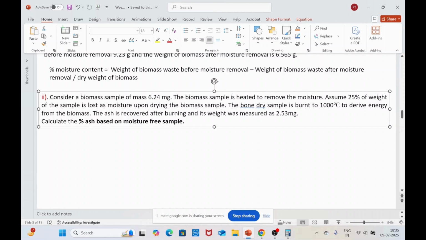First I will just give the direction. You need to calculate the weight of the biomass waste after moisture removal, and based on that you need to calculate. Once you do that, there is nothing else after that, it's only division. Of course, please be careful that I have asked you to calculate the percentage of ash based on moisture free sample, and that is the reason I highlighted that.